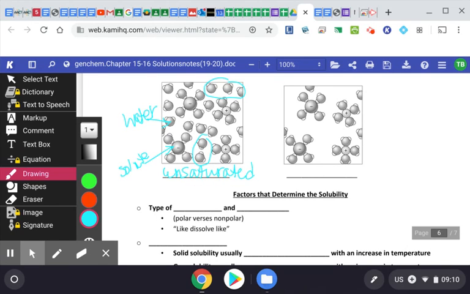On the picture to the right, you could see that all of the solute particles are surrounded by water molecules. There's no extra water molecules floating around. So this one has the maximum amount of solute. It would be considered saturated then.